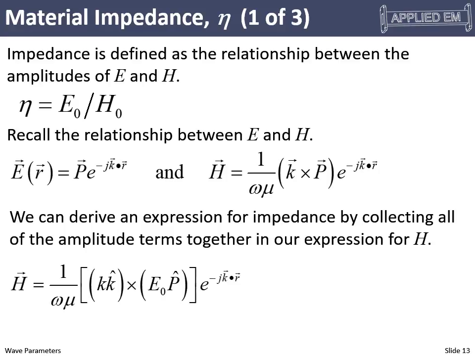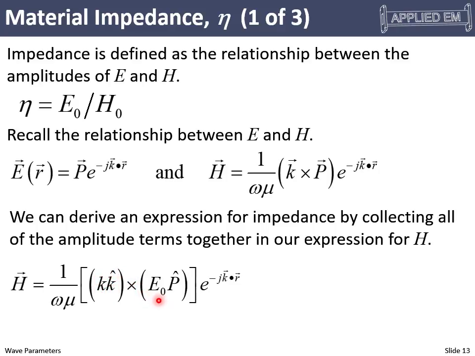So to isolate the amplitude of the magnetic field, I like to do two things. First, I will come up with a normalized wave vector. So this is in the same direction as the wave vector, but has a unit amplitude. And then we have the scalar wave number, which conveys the magnitude of the wave vector. So these two together is the wave vector.